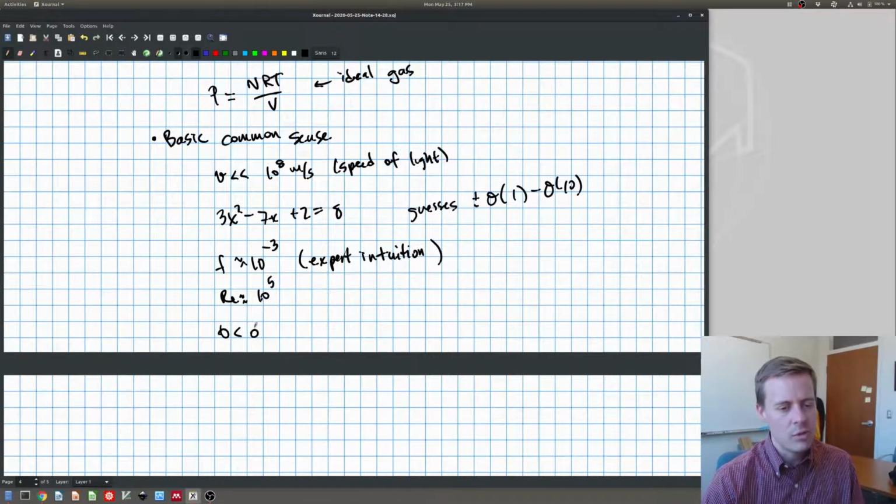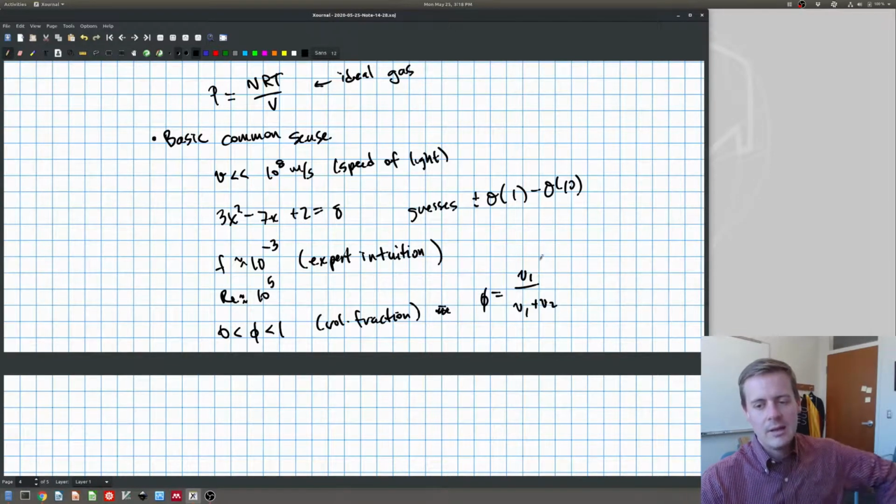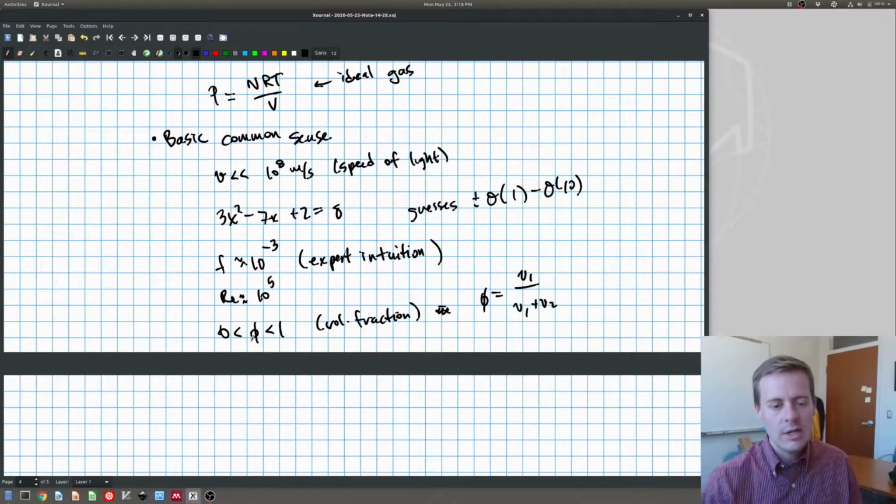Suppose I have a volume fraction, okay? Right? Physical intuition, right, or just the definition of a volume fraction, right? The volume fraction phi, something like the volume of 1 over the volume of 1 plus the volume of 2, right? And that tells me this is the thing over the total. This tells me that has to be between 0 and 1. I can't have a negative volume fraction. I can't have a fraction of something greater than 1. Okay, so don't make a guess outside those bounds.